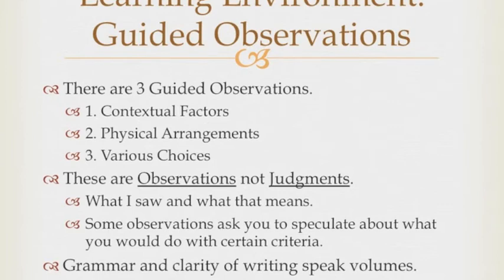The second guided observation is about the physical arrangements of the classroom space. It's about the learning environment in the classroom. So it's about looking at the classroom and observing how this teacher has the classroom organized and how that affects learning. Then the third guided observation is one of choice. There are many choices that you can choose from, specific lists of questions that you can choose from for the last guided observation. And those are applicable given your various experiences in the field placement.